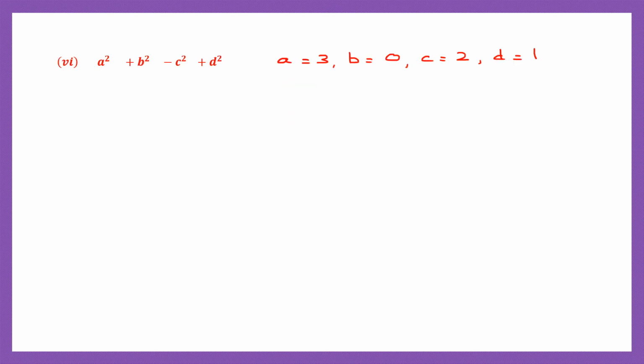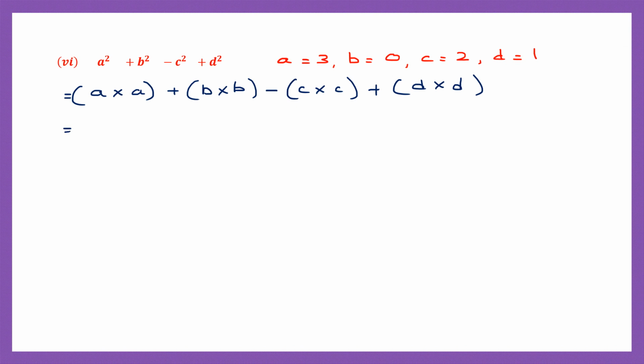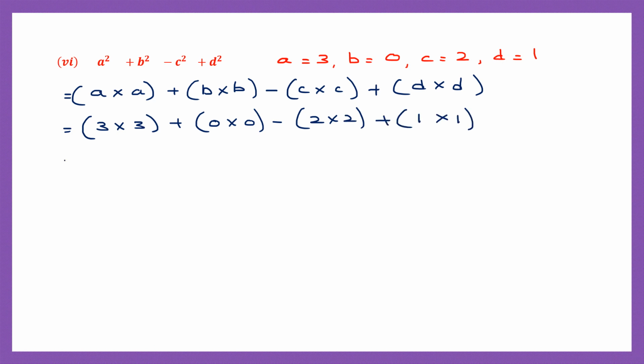Question 6. So let's work this out. A square means A into A plus B square is B into B plus C minus C square will be C into C plus D square is D into D. Now let's substitute the values. A is 3, so 3 into 3. B is 0, so that is 0 into 0. C is 2, so 2 into 2 plus D is 1, so 1 into 1, which is equal to 3 threes are 9 plus 0, then minus 2 twos are 4 plus 1 ones are 1.